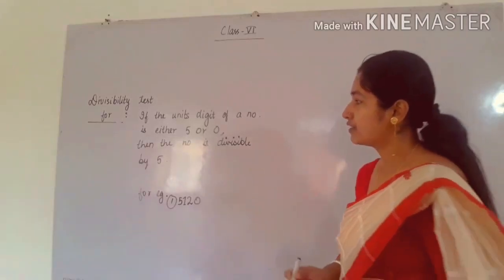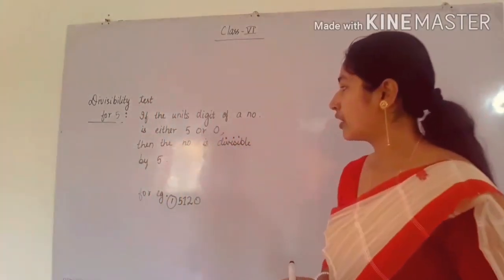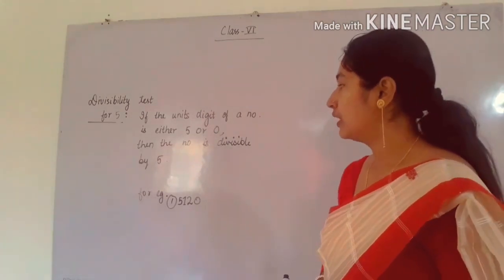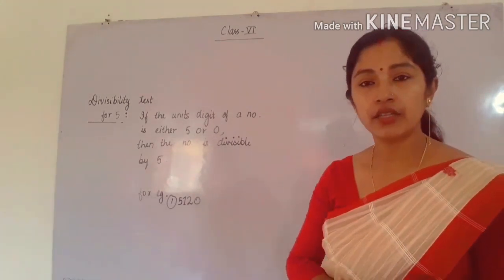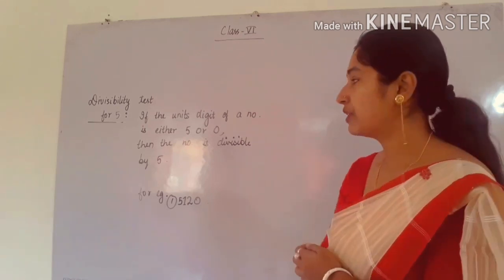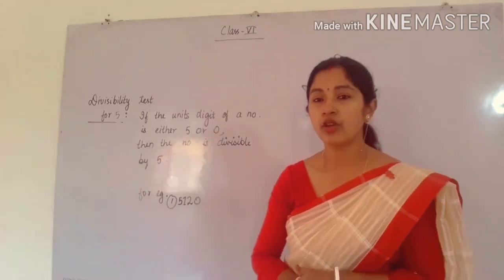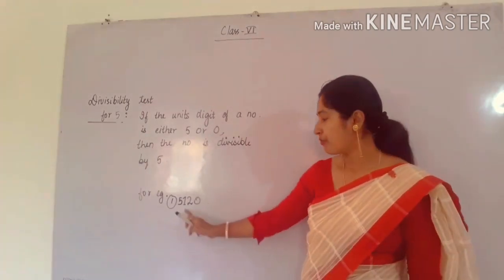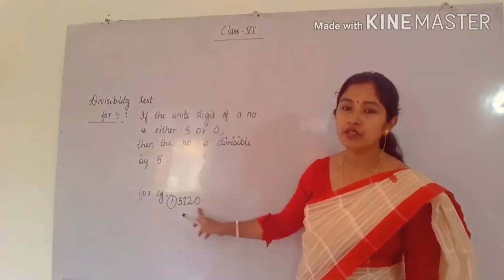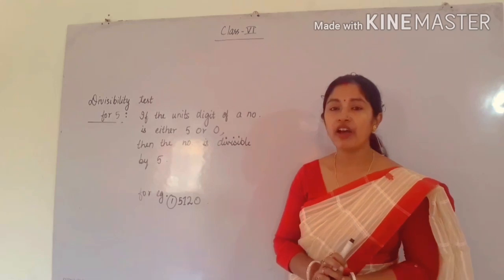Now the divisibility test for 5. If the units digit of a number is either 5 or 0, then the number is divisible by 5. That means in this divisibility test, you have to check the ones place, or you can say the units place. Here I have taken one example, 5120. See here, the unit place is 0, so we can say this number is divisible by 5.